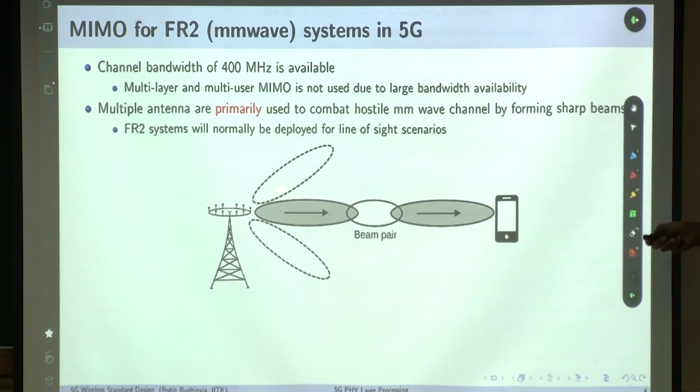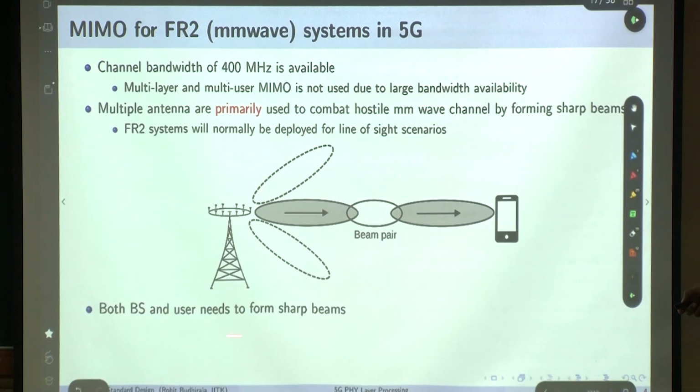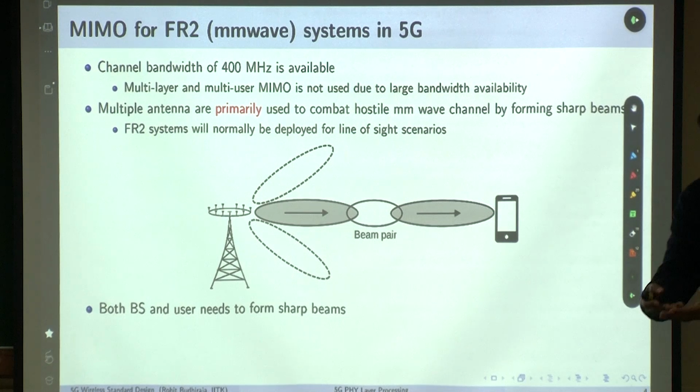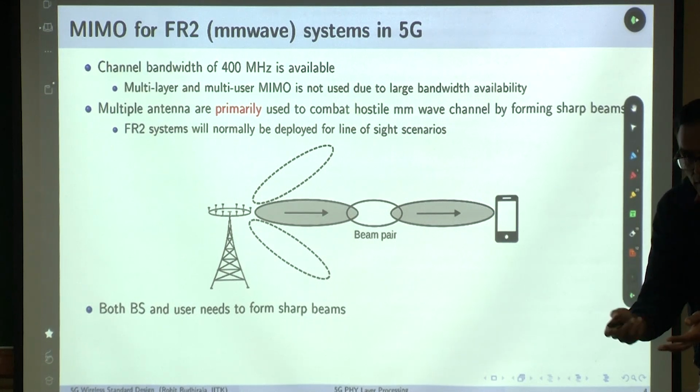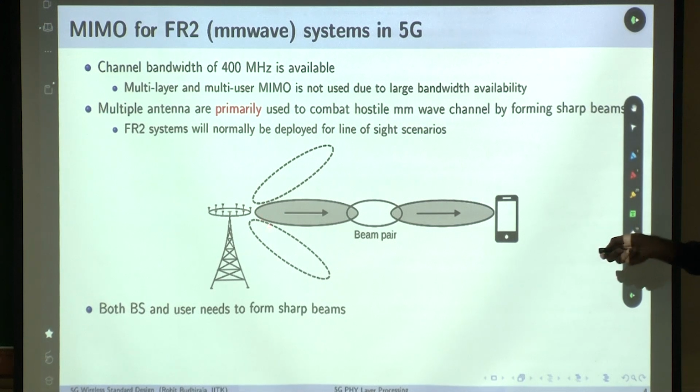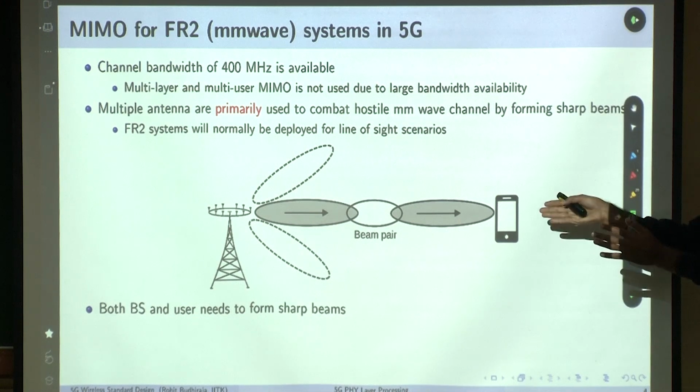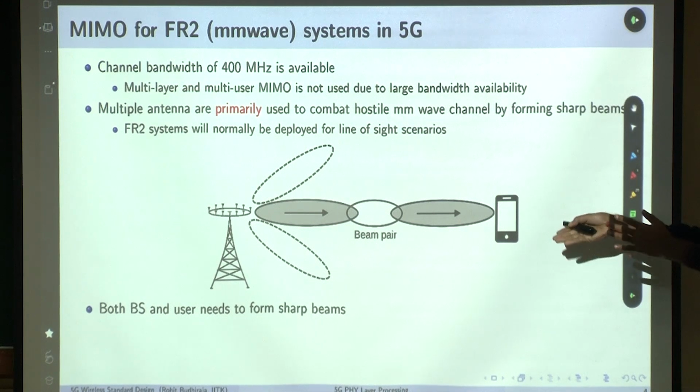But the key idea here is that these multiple antennas are primarily for forming sharp beams towards the user. So, both the base station and the user need to form sharp beams. I have explained to you why. The user also needs to, because the channel is so bad that even though the base station has formed a sharp beam, the signal will again be low. So, the user will have to form its own receive beam to capture this signal which is coming from all the directions, meaning all the antennas.